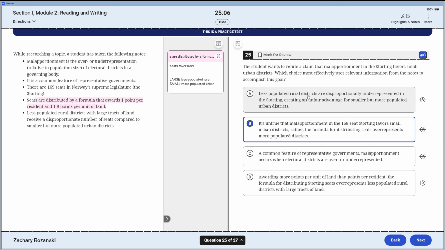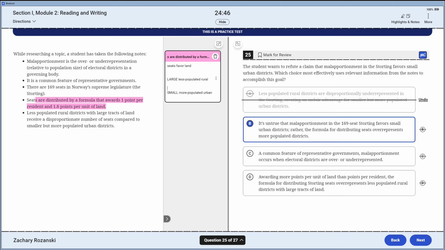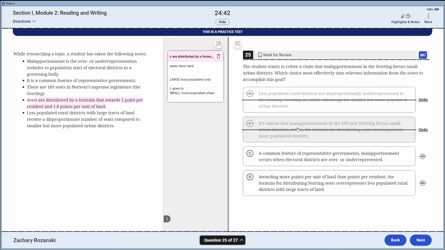Less populated rural districts are disproportionately underrepresented? No, it favors them. It's untrue that it favors small urban districts. That's true so far, I like it. The formula for distributing seats overrepresents more populated districts. No. The large goes to small, more populated. So the second part of this entailment is wrong. A common feature of representative government, this is merely defining what it is. This has to be our right answer.